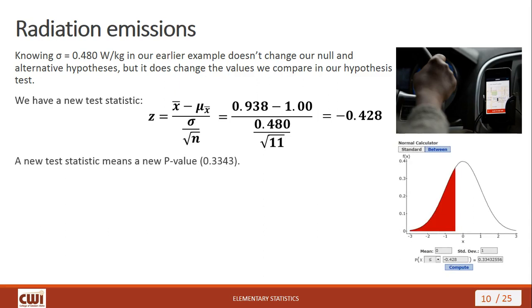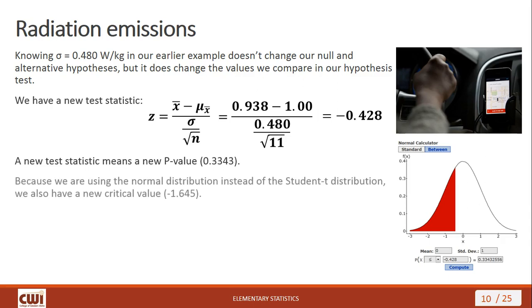This new test statistic means that we have a new p-value. Okay, remember the p-value is the area under the curve that's bounded by the test statistic. So now we have a new area under the curve because we have a new boundary for that area in the test statistic. So now we have 0.3343 for a p-value.